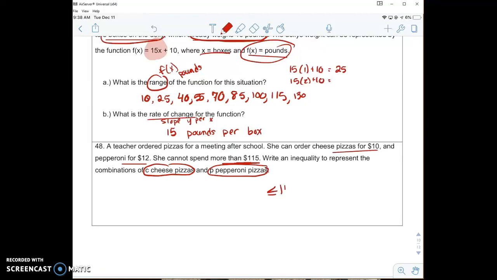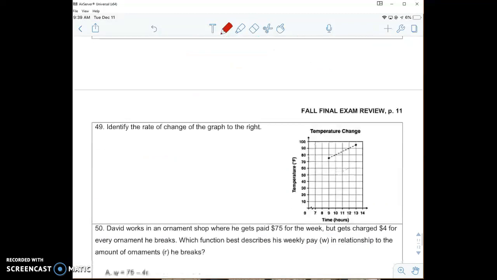So we know that in total, she cannot spend more than $115, so she has to spend less than or equal to $115. It says that cheese pizzas are $10 each, so 10 times the number of cheese pizzas. Pepperoni pizzas are $12 each, so 12 times the number of pepperoni pizzas. 10C plus 12P is less than or equal to 115.